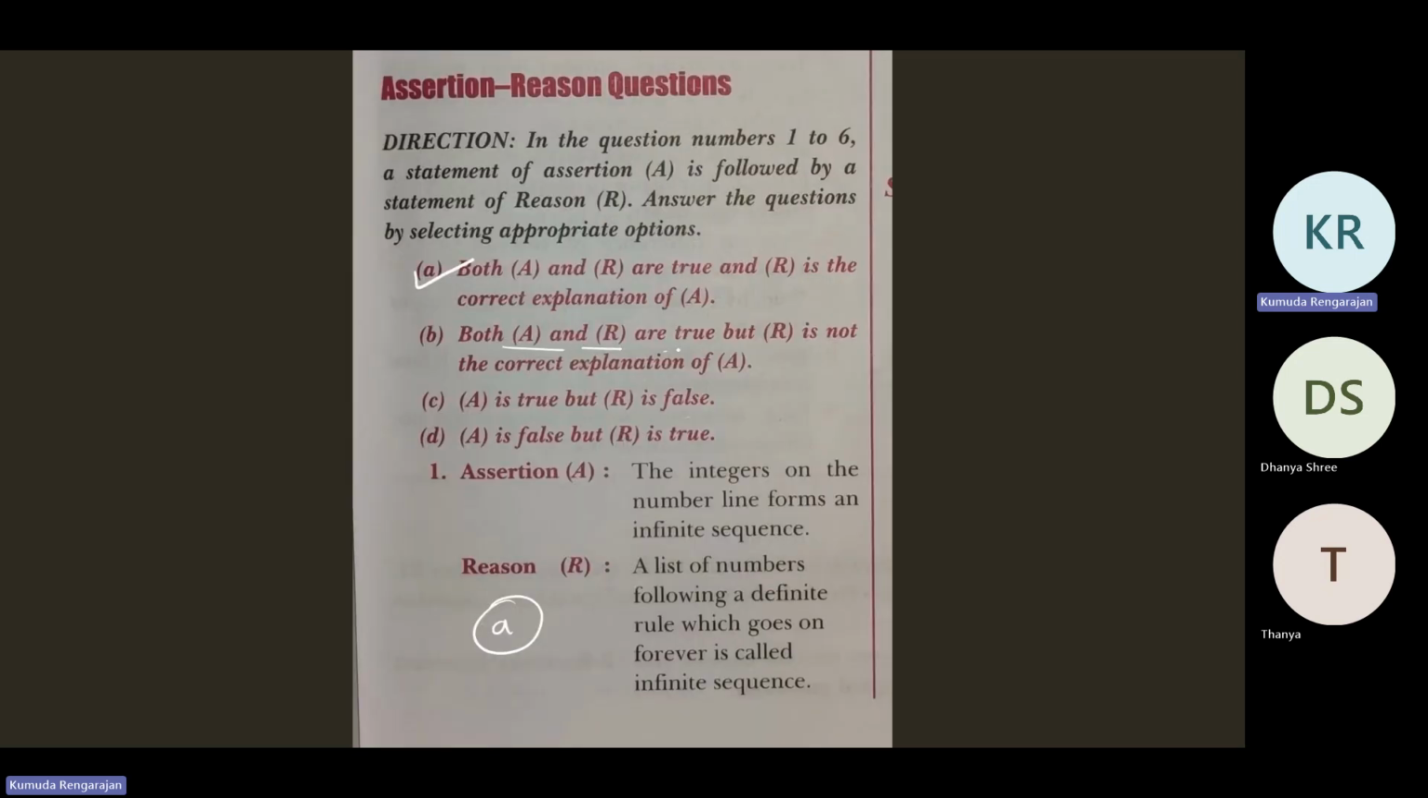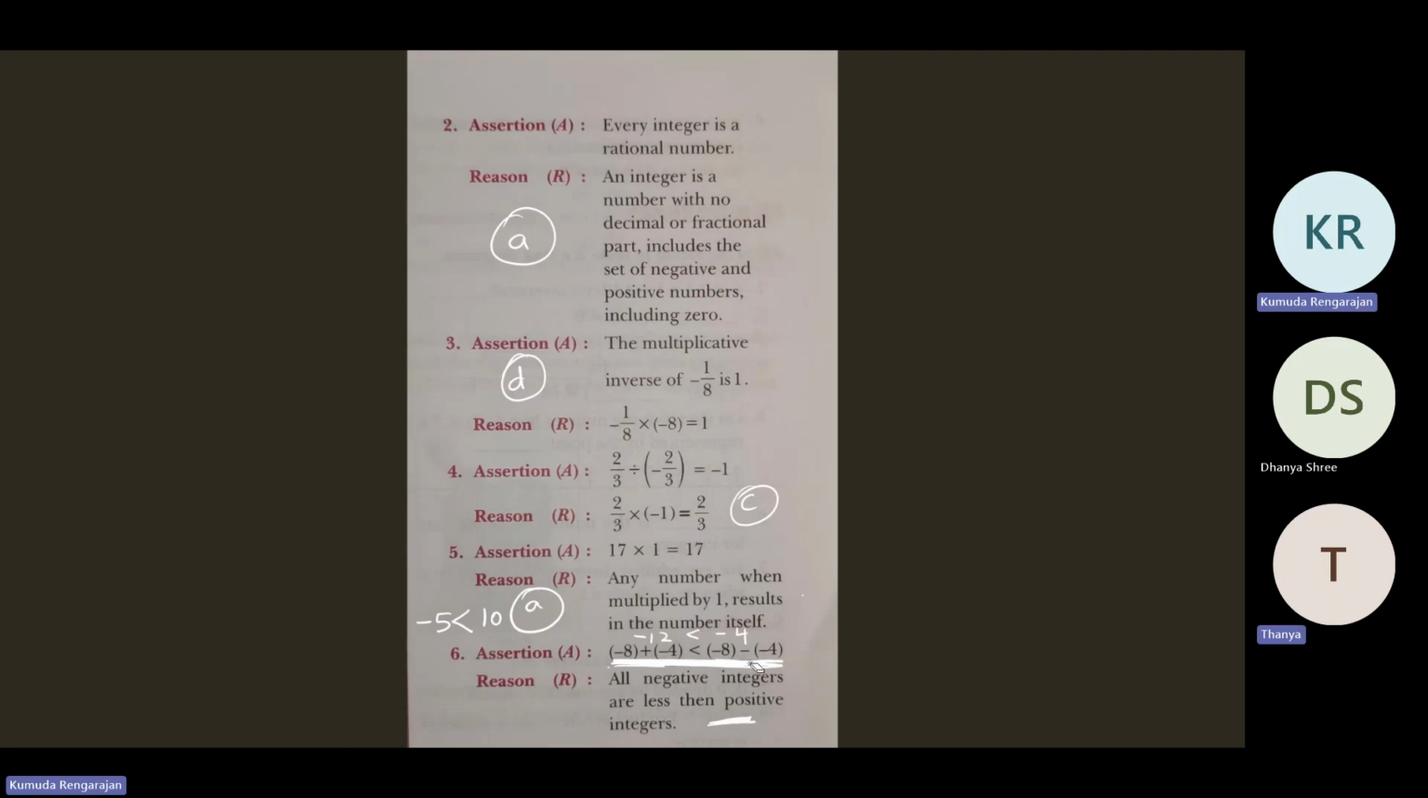If in the assertion statement we had -5 less than 10, we are comparing a negative number and a positive number, and a negative number is always less than a positive number. For that, this is the reason. But here, in this assertion statement, they are not comparing a positive and a negative number, right? So the reason is not explaining the assertion statement. So option B: A and R are true, but R is not the correct explanation for A. Agree with me, all of you? Yes, ma'am. Okay.